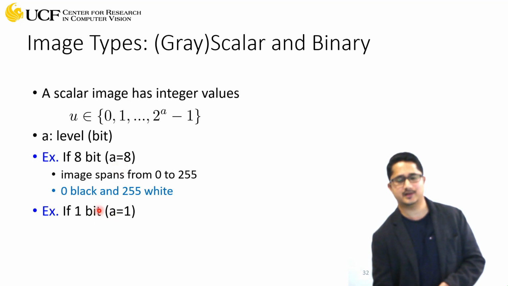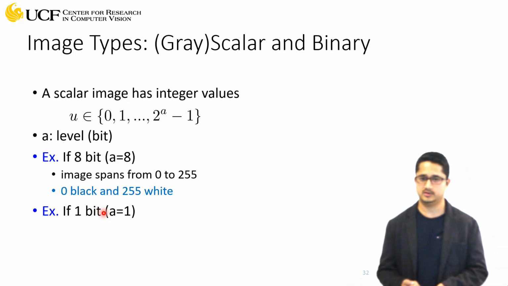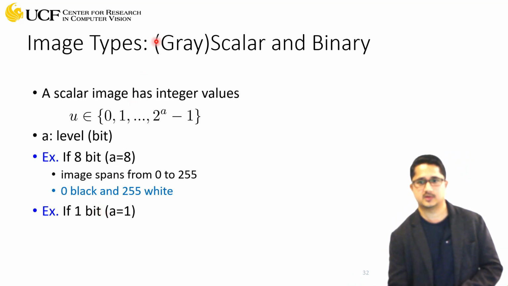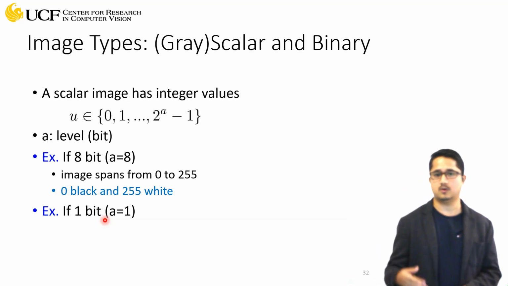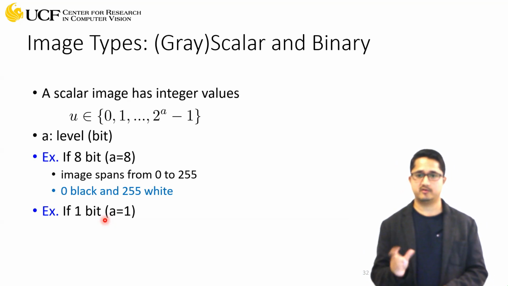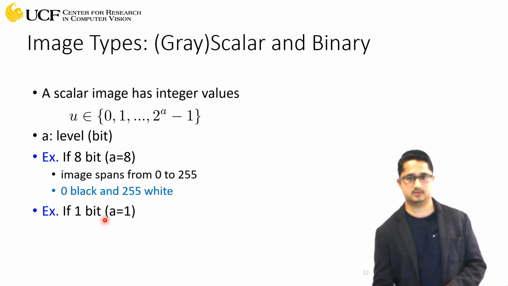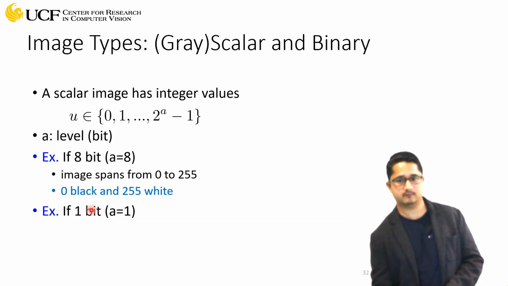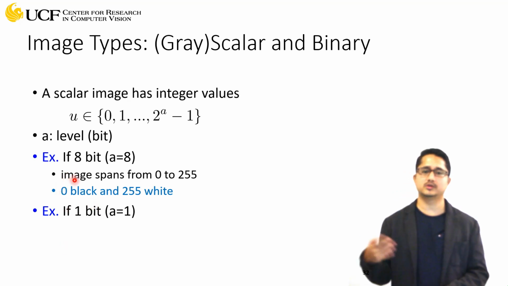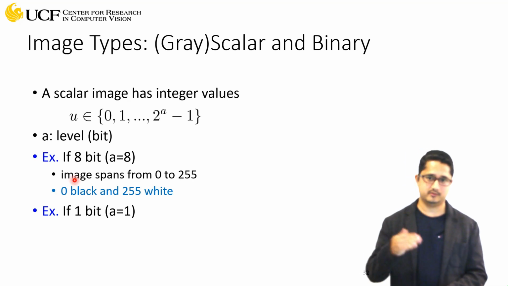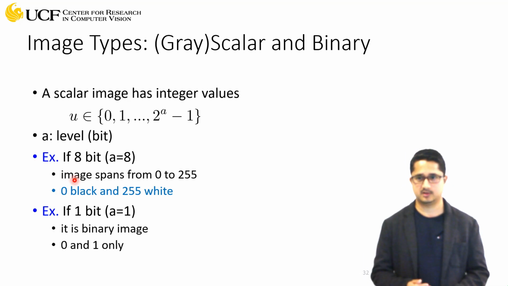The second case is if A is equal to 1. This is called a 1-bit image. If we use A equals 1 in this equation, the only possible values will be 0 and 1, which means the pixels in that image will be either 0 or 1. It's a binary image because you only have 2 values. So a bit level of 1 is called a binary image, and if you have a bit level more than 1, it's a grayscale image, because then you have more detail about each pixel.